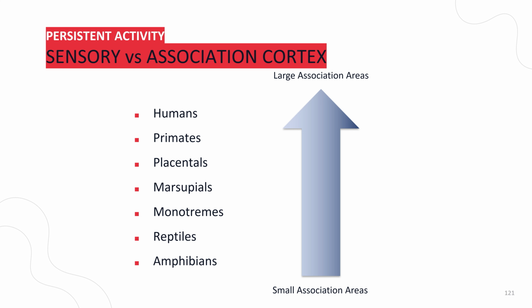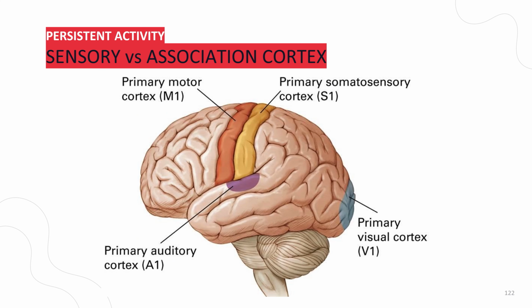For example, the hedgehog has a cortex that is 90% sensory areas. It has little slivers of association cortex between its sensory areas, so we know that it cannot have much mental continuity. For comparison, our brain is the opposite of a hedgehog's. As you can see, our brain is mostly association cortex with little slivers of sensory cortex.